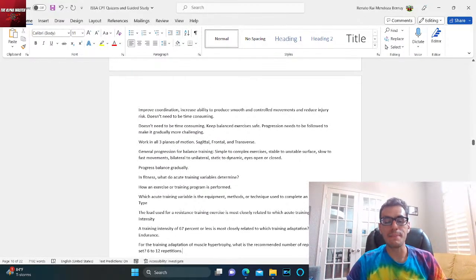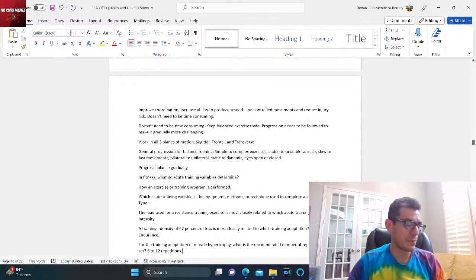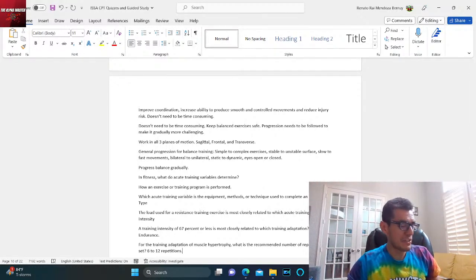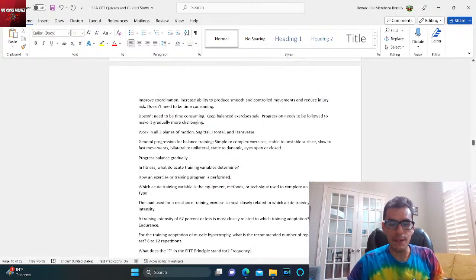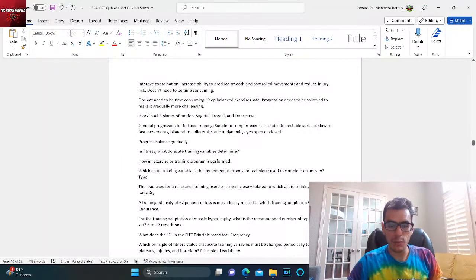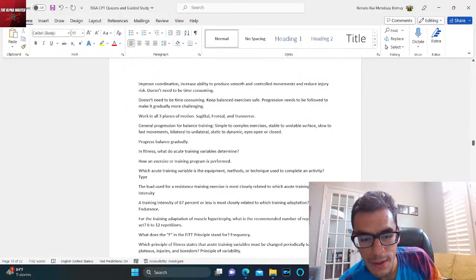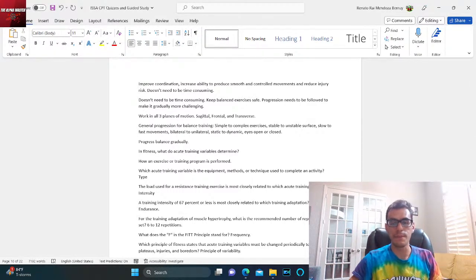For a training adaptation of muscle hypertrophy, what is the recommended number of repetitions per set? 6 to 12 repetitions. What does the F in the FIT principle stand for? Frequency. Which principle of fitness states that the acute training variables must be changed periodically to prevent plateaus, injuries, or boredom? The principle of variability.